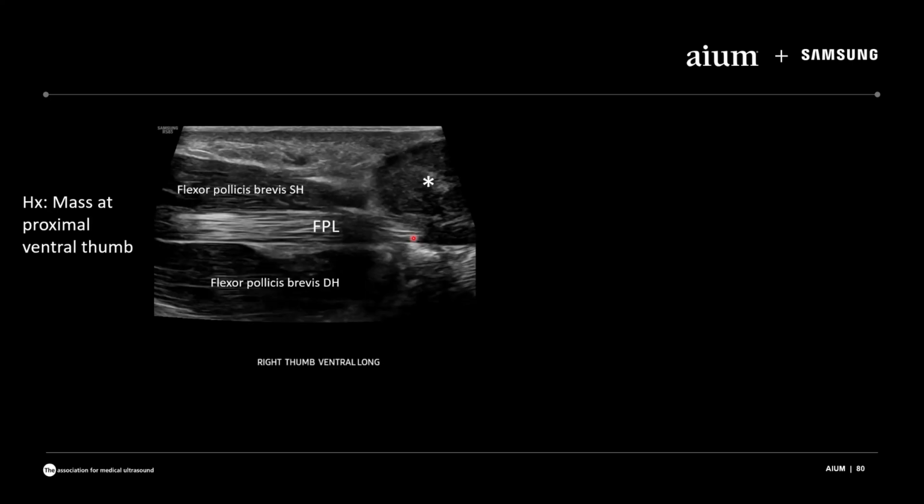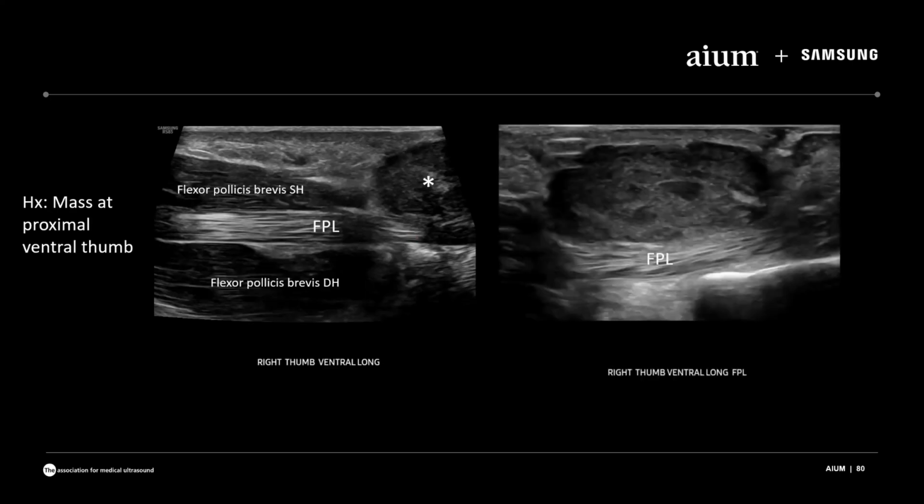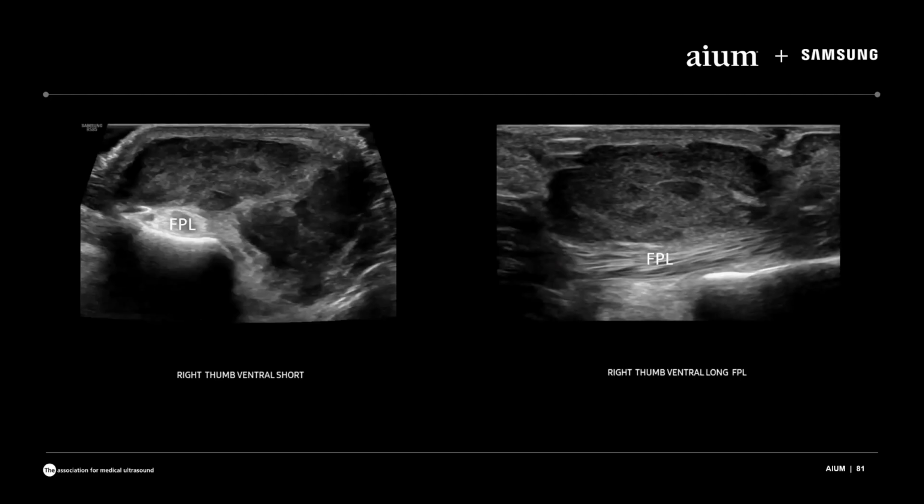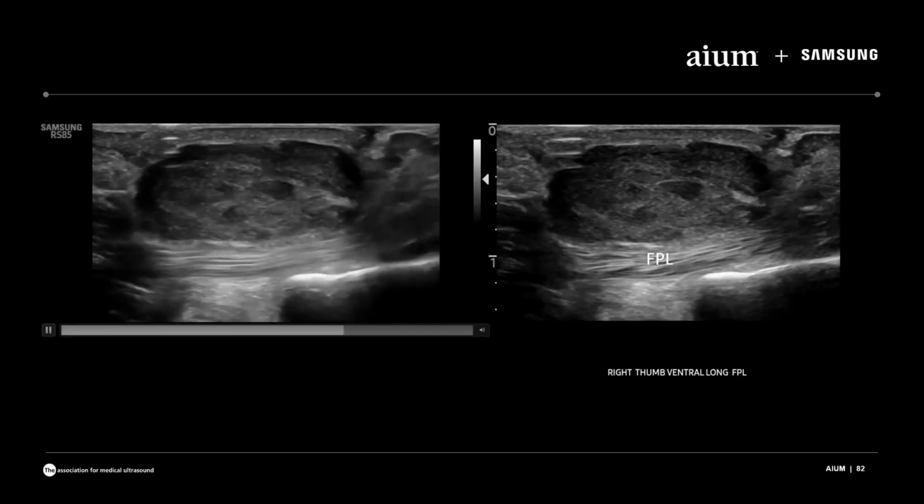So now if we image a bit more distally here, you can see now we're catching the full mass on long axis. There it is over the flexor pollicis longus tendon. It's hypoechoic, solid looking. When we turn transverse, it seems like it's almost partially encasing the tendon, very large. And now what do you want to do next whenever you see a mass that's so close to a tendon? Well, let's flex that thumb and we can evaluate this in real time.